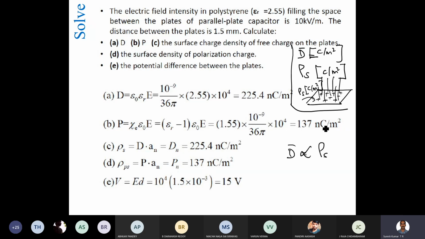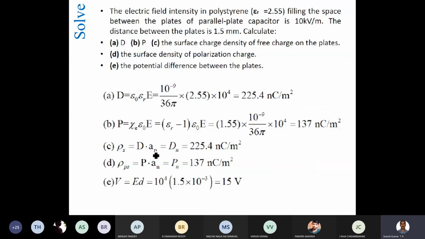If you don't understand, you look at the units. Now, what about the D vector? What is the direction of the D vector? It should be normal to the surface, because we are calculating electric flux, which is perpendicular to the surface. So you need to consider the flux lines leaving perpendicular to the surface.